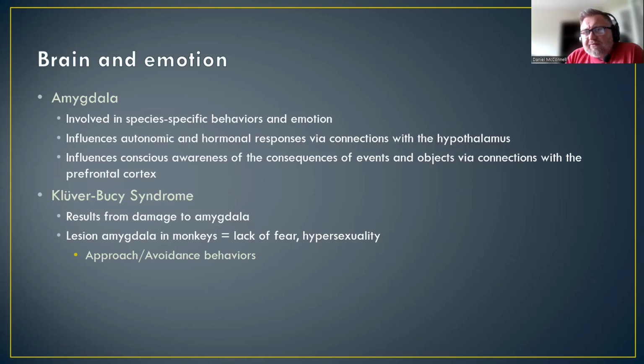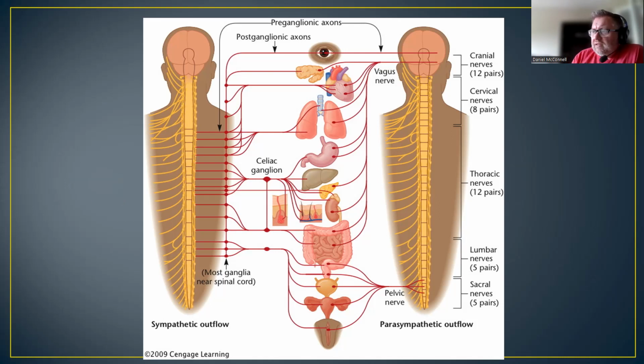So we've eliminated fear by lesioning the monkey's amygdala. This is called Kluver-Bucy syndrome. But curiously, these same monkeys also exhibit hypersexuality. So that's maybe an unexpected result, right? If we think that activating the amygdala involves fear and aggression, why in the world does lesioning it result in hypersexuality? Well, there's a couple of explanations for this, but let's back up to this previous slide here.